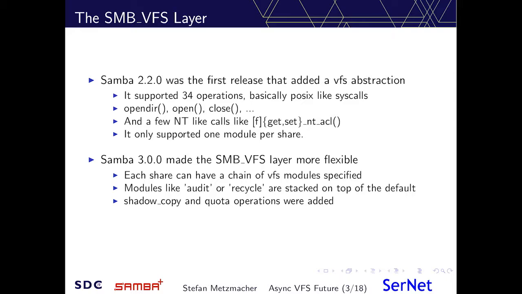With Samba 3.0.0, we made the SMB VFS layer more flexible. So each share was able to get a list of modules specified, and the SMB layer would call the first one that may or may not call the second one, and so on, until they get to the default backend. With that infrastructure, audit modules, a recycle bin module, even shadow copy data, and quota implementations were possible.